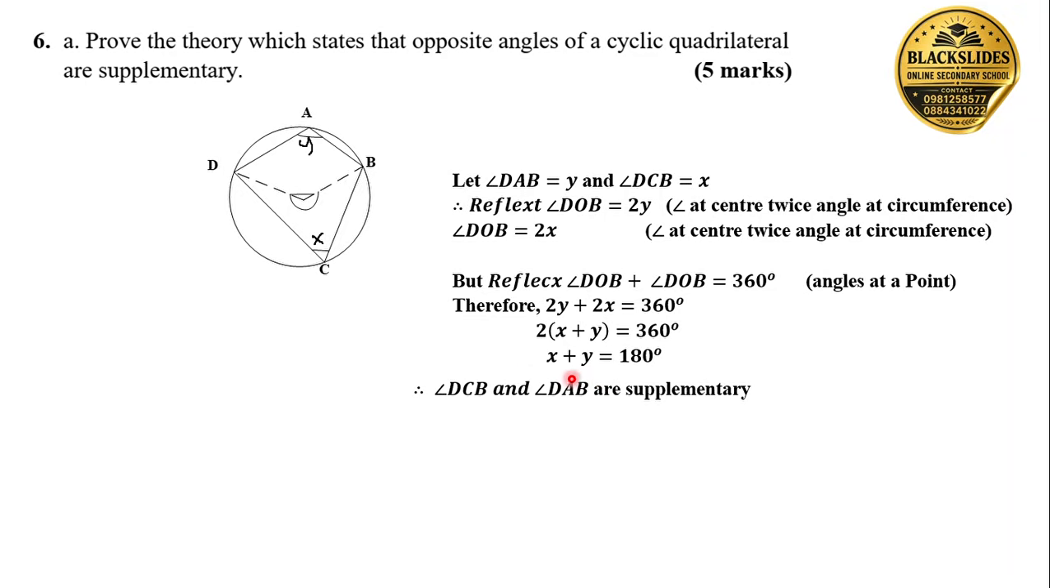So therefore, angle DCB and DAB, these angles are opposite. Therefore, they are supplementary, meaning they add up to 180 degrees. So marks will be allocated based on these steps.